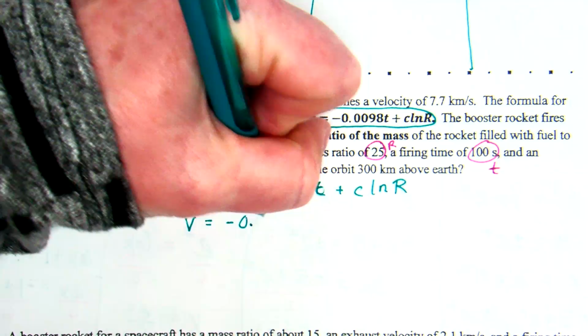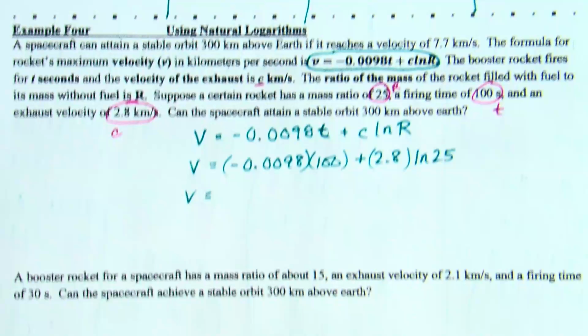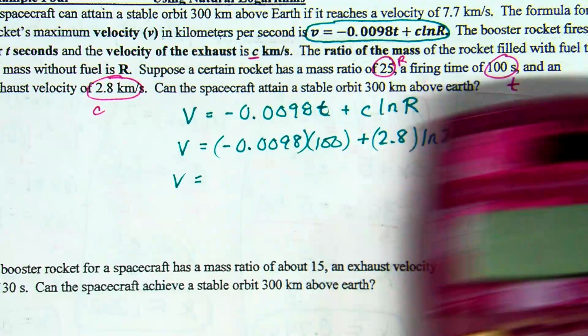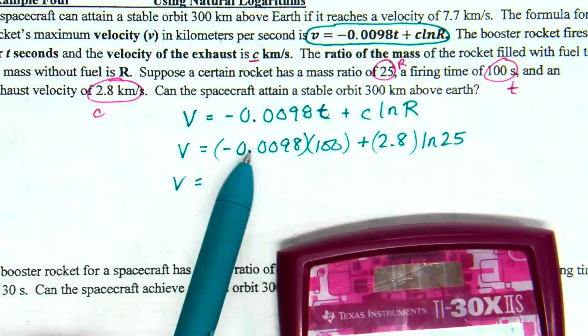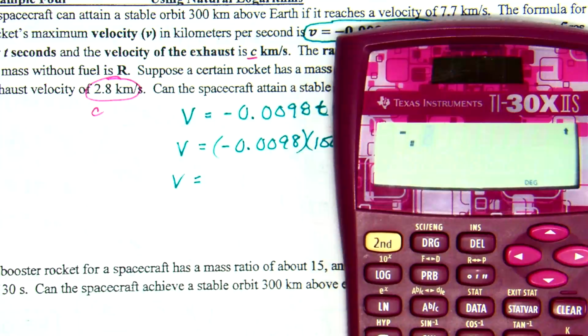Fill your equation in. V equals negative 0.0098 times t, which is 100, plus c, 2.8, times the natural log of r, which is 25. You can do the two individual bits and then add them together. My calculator would let me type that all in, but we could use our brains here. What does multiplying a decimal by 100 do? Moves the decimal where? Two places to the right. So really this is just going to be negative 0.98.